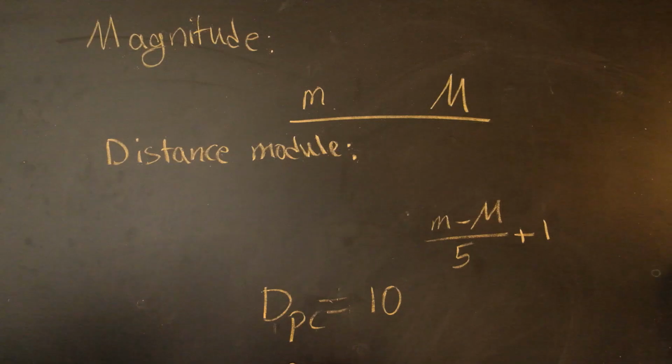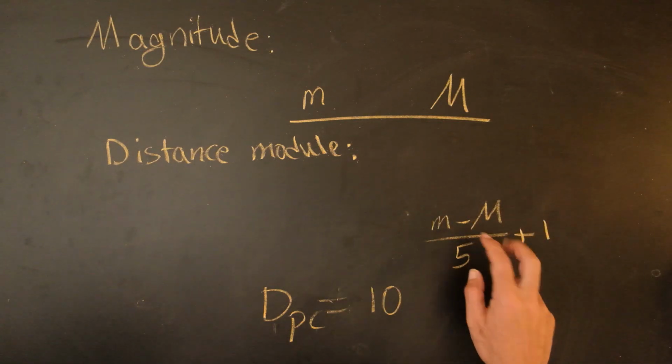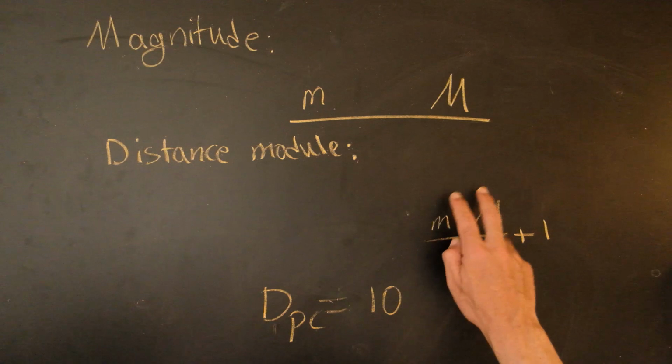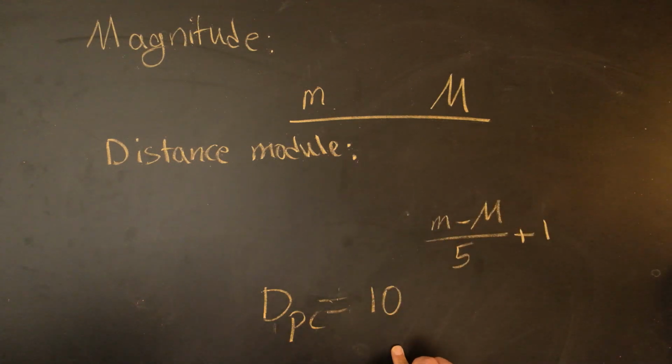And you can check this number, because if we put this star at 10 parsec, for 10 parsec, apparent magnitude and absolute magnitude are the same, so this difference will be 0. So 10 to 1, distance is 10 parsec. This is just a sanity check.